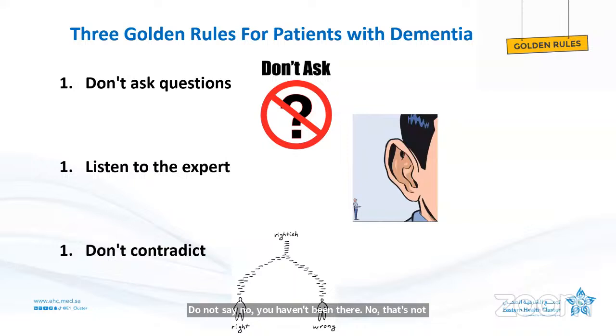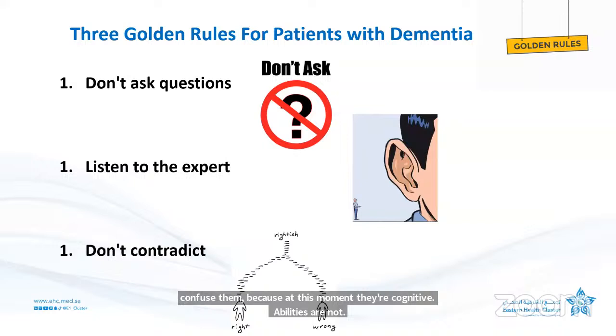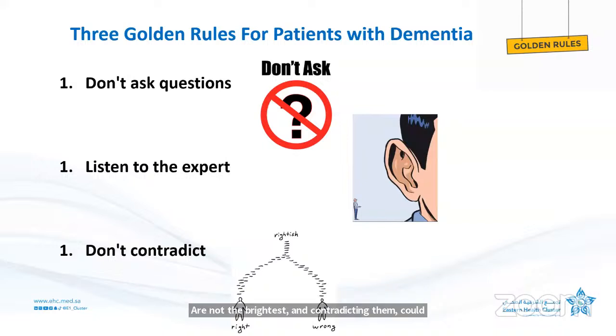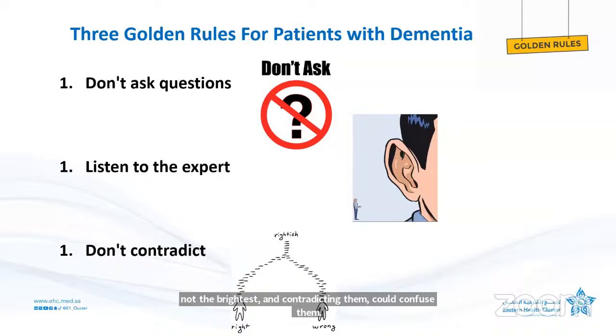So the third and final golden rule is do not contradict them. So if the person with dementia says, it's Ramadan now, just say, oh, is it? Okay, interesting. I didn't know. Do not contradict them. Do not correct them, because correcting them could confuse them. Because at this moment, their cognitive abilities are not the brightest, and contradicting them could confuse them drastically. And these are the three golden rules. I don't know why I have 1, 1, 1. It should be 1, 2, 3.